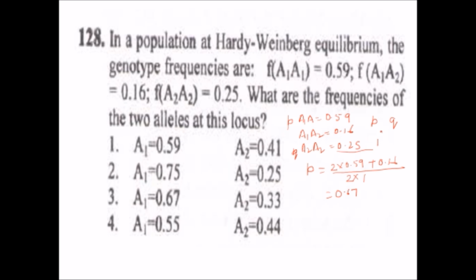Now to calculate the value of Q, we know that P plus Q is equal to 1. So the value of Q will be equal to 1 minus P. That will give 1 minus 0.67, which is equal to 0.33. So the answer will be number 3.